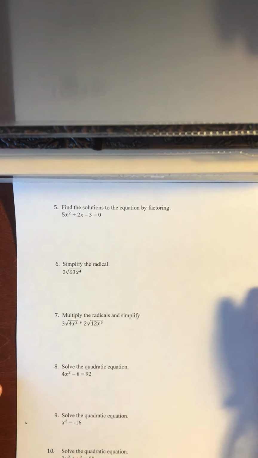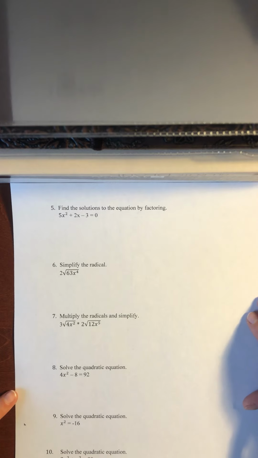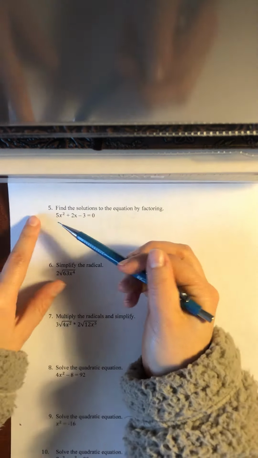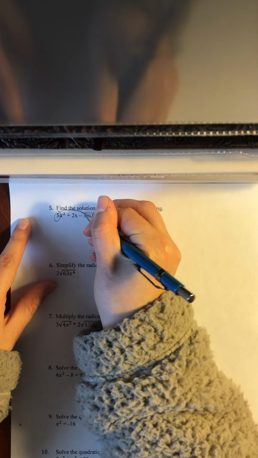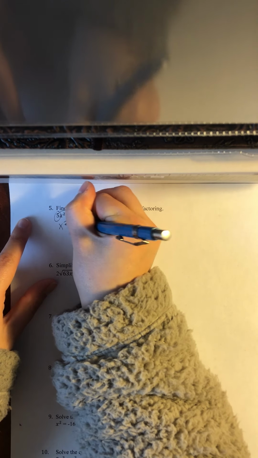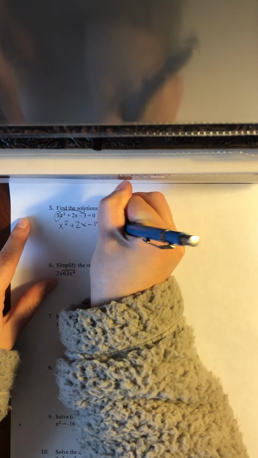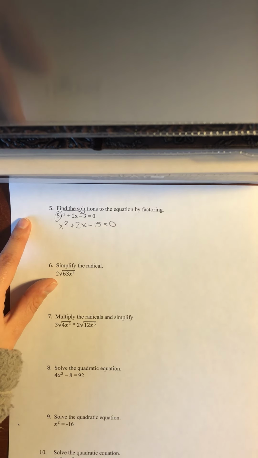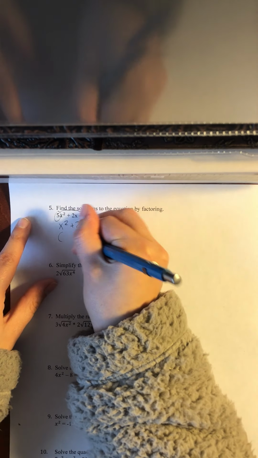All right, so find the solutions to the equation by factoring. So for this, our leading coefficient is not 1. So to factor this, we have to slide and divide. So I'm going to take this 5, slide it over here and multiply. x squared plus 2x minus 15 equals 0. We're now going to factor.